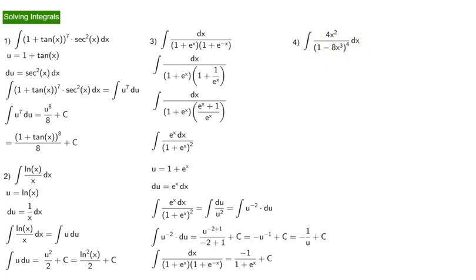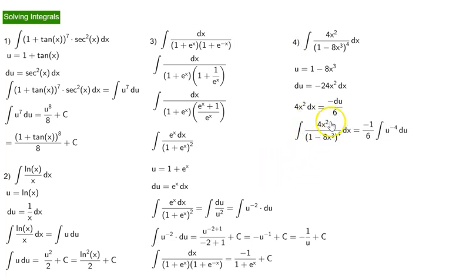Okay. Fourth one, integral 4x square dx by (1 minus 8x cube) the whole to the power of 4. So here we substitute u equal to 1 minus 8x cube. So du will be minus 24x square dx. And which means 4x square dx is equal to minus du by 6. Why specifically 4x square dx? Because that is what we have in the numerator.